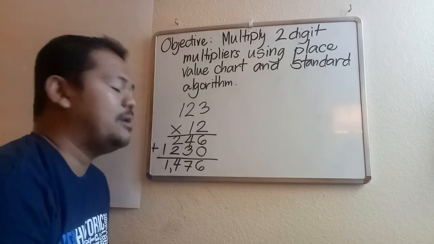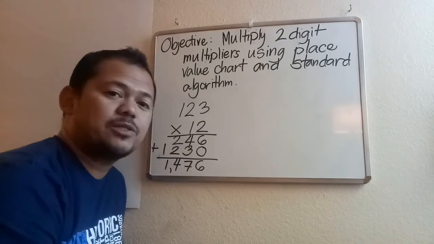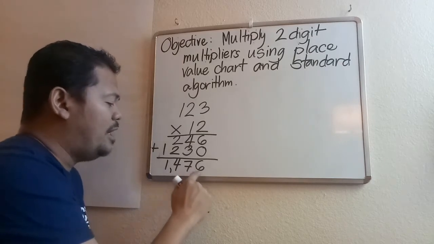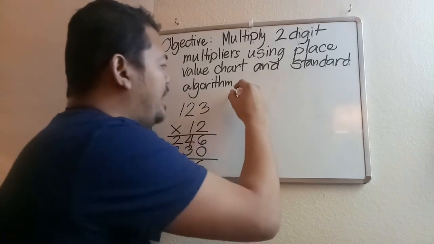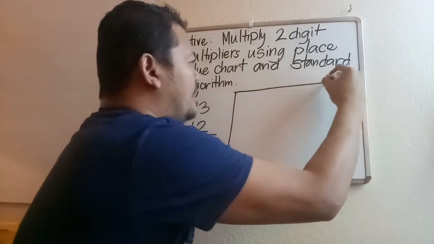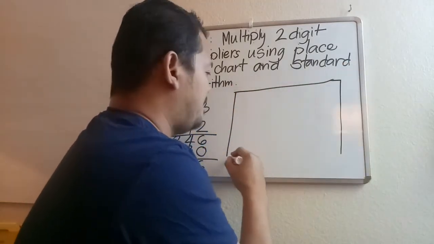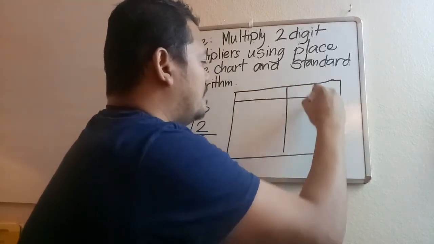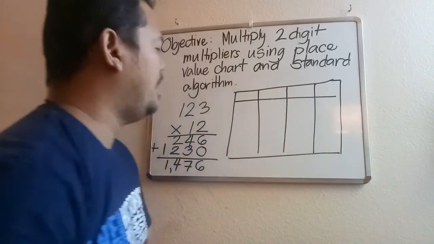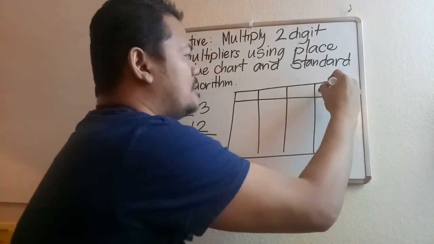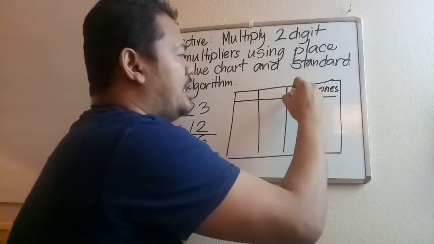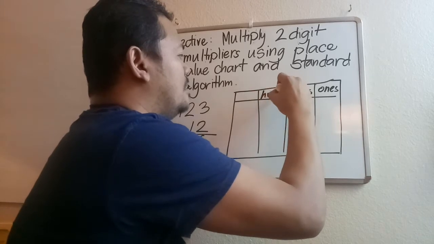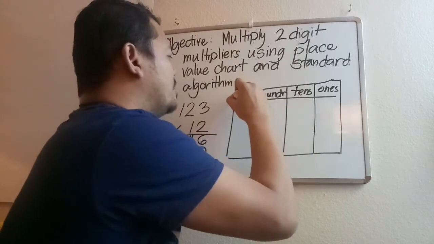1,476. So when you put this product in your place value chart, count how many digits. 1, 2, 3, 4. Then you can create a chart with 4 parts. So we got here, okay, you're gonna write here ones, tens, hundreds, and thousands, right?